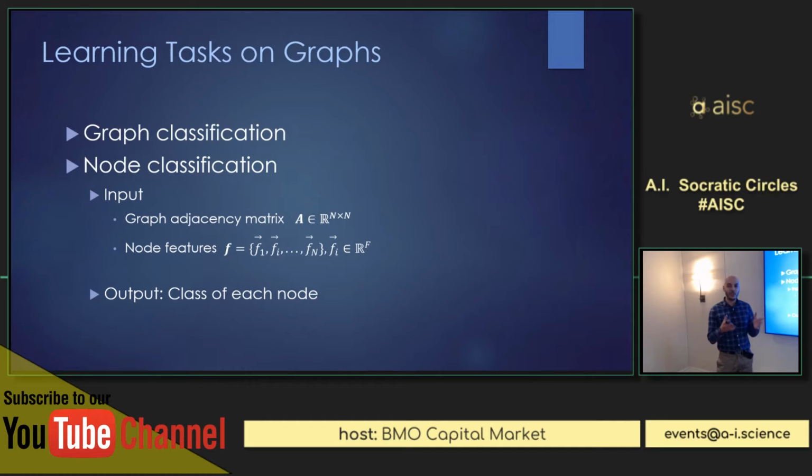So what are you given? You're given as input the graph in the form of an adjacency matrix, A over here. And for every single node in the graph, you're given a feature. So you have a set of feature vectors. And the output is just the class of each node.